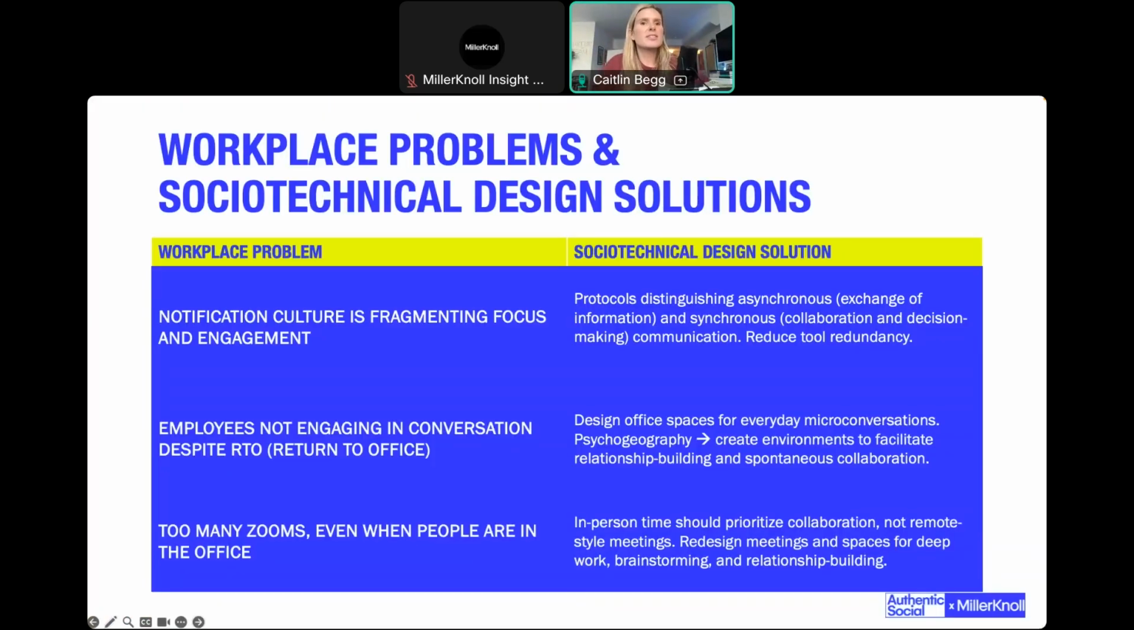So as we reflect on some workplace problems and some subsequent socio-technical design solutions, I also want to talk about notification culture and how it's fragmenting focus and engagement, how the smartphone, at both an individual and group level, does this. I have worked with organizations where we're really focusing on how individuals in a said team are using their smartphones, and then how that might shape the way a group within the organization is having this notification culture.